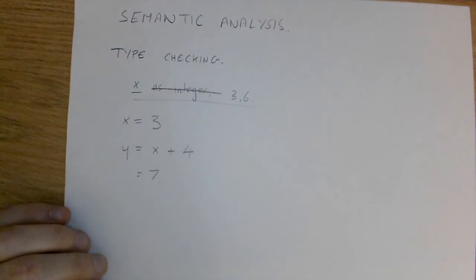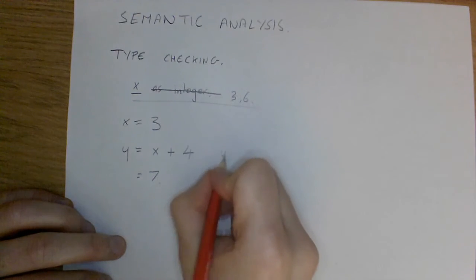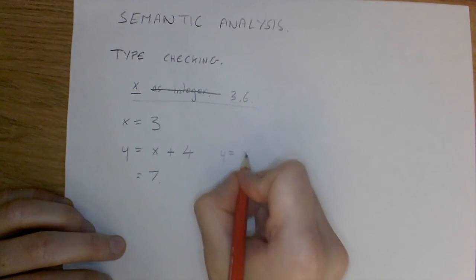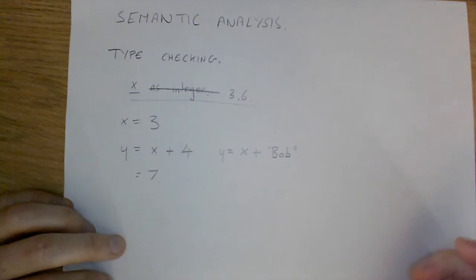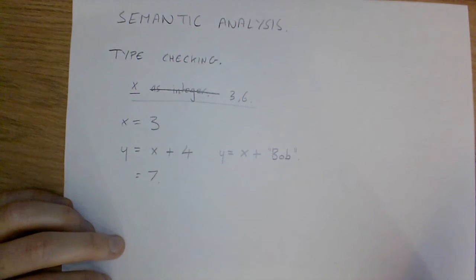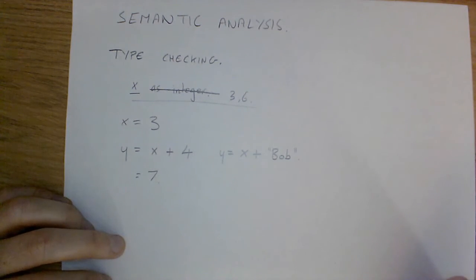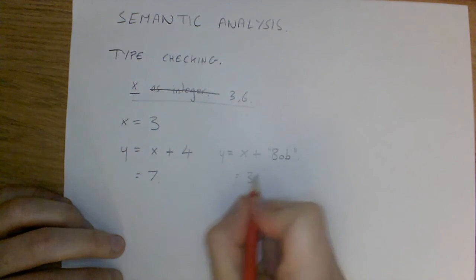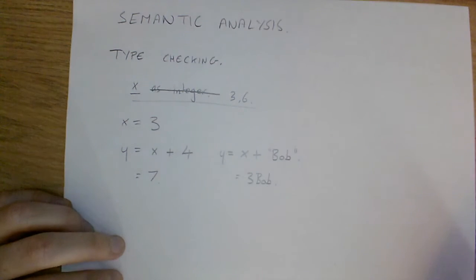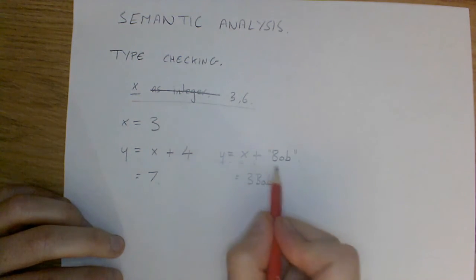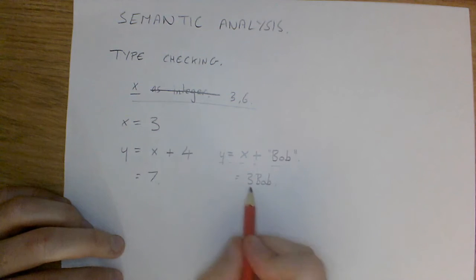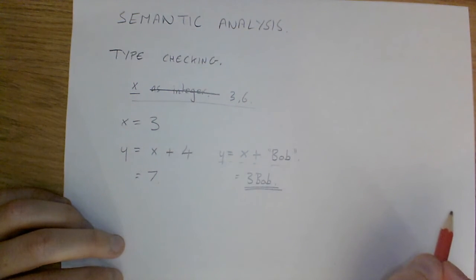Yep. Now, let's say I had y equals x plus Bob. Now, mathematically, this makes absolutely no sense. There are different ways we could go about this. We could say, well, the result probably would be 3 Bob. But does that make mathematical sense? No, it doesn't. It makes grammatical sense. This follows the grammar of the language perfectly, but it does not make semantic sense. It does not make logical sense.